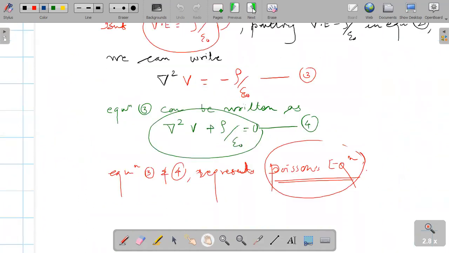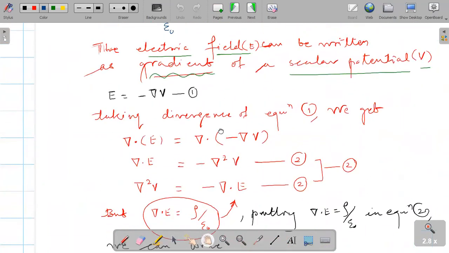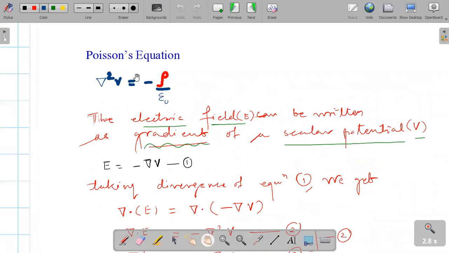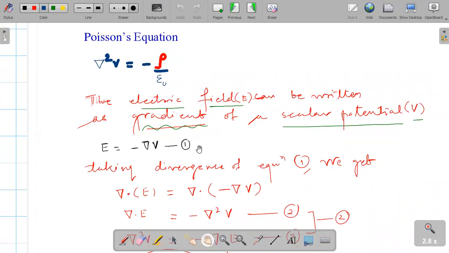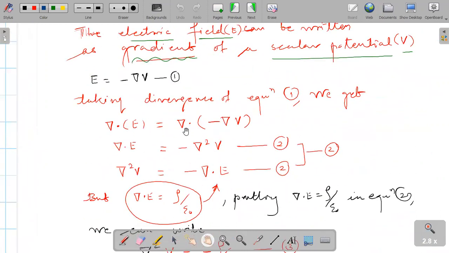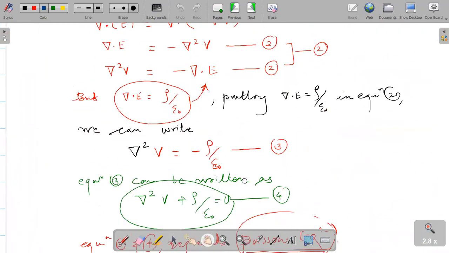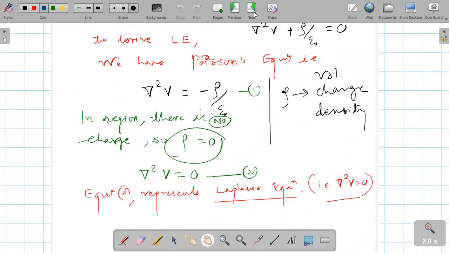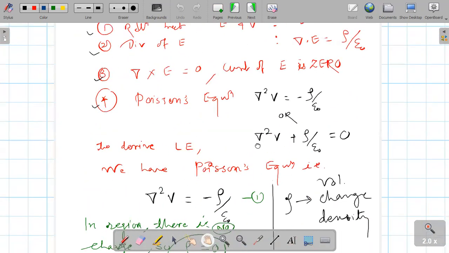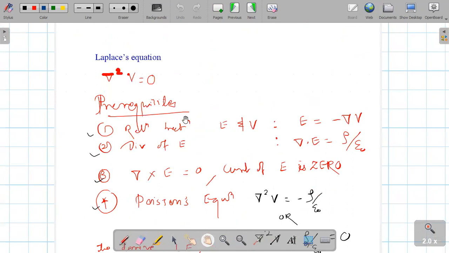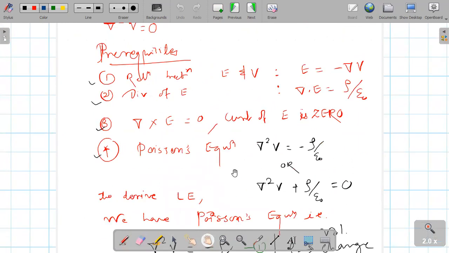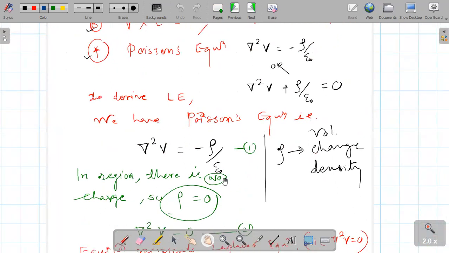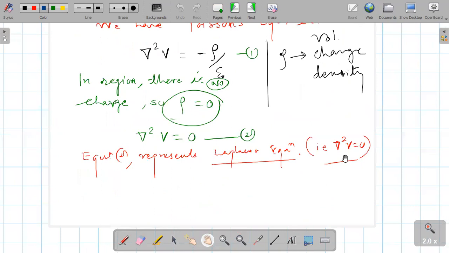For derivation of Poisson's equation, we need a relation between E and V, then take the divergence of both sides, and you will get Poisson's equation like 3 and 4. For derivation of Laplace's equation, that is del square V equal to 0, we need all these, and only write if there is no charge. If rho equal to 0, the right-hand side becomes 0 and you will get the Laplace equation.